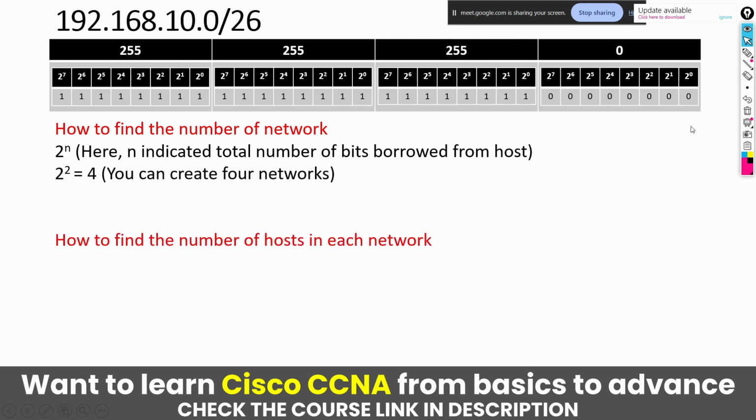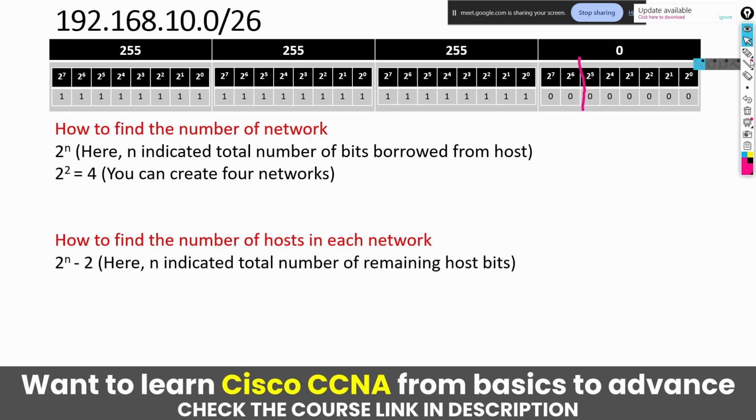Next is how to find the number of hosts on each network. As I've explained, tell me what is the formula for finding the number of hosts? 2 raised to the power n, minus 2, where n indicates the number of remaining host bits. Good. Now 2 to the power, what number should I enter here? 6, because 6 bits are remaining in the host part, right? So 2 to the power 6. What will be the answer?